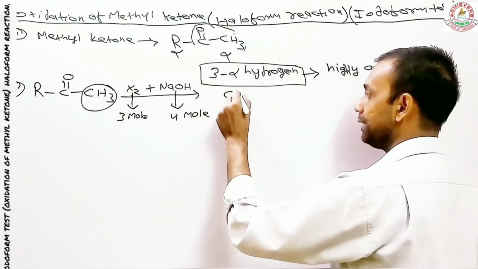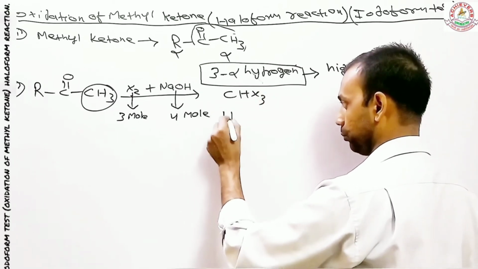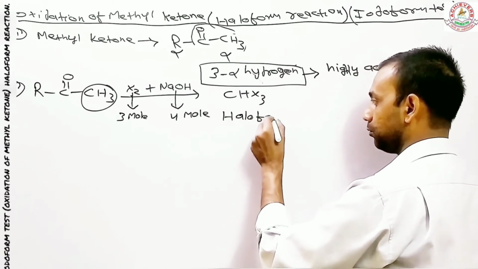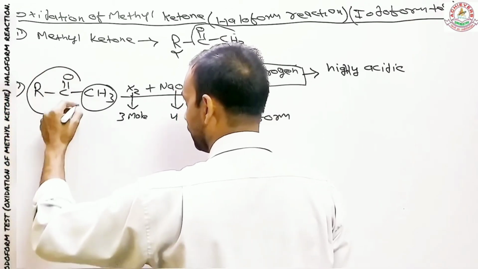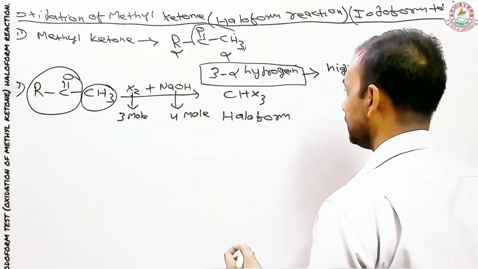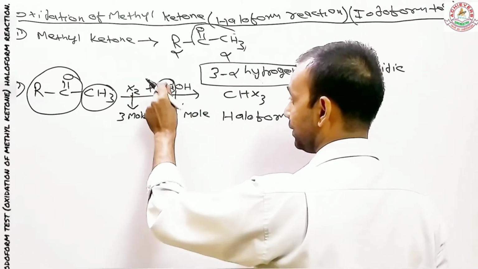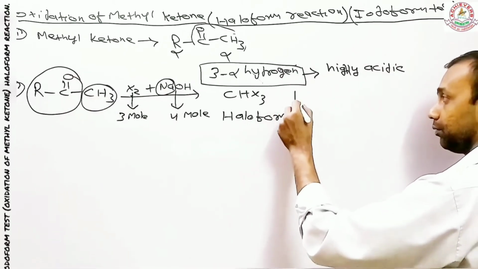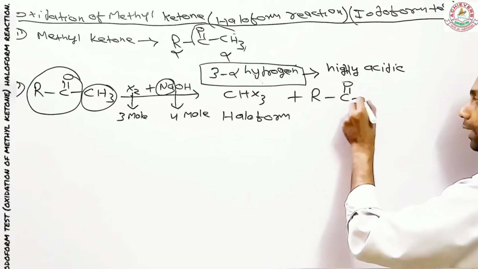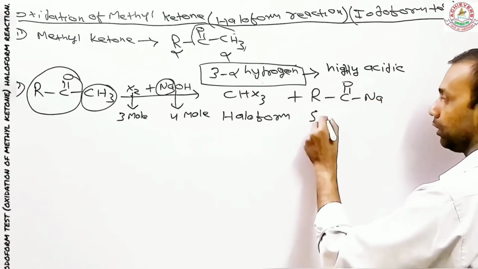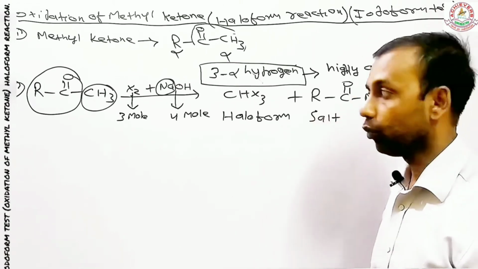So this becomes CHX3. This becomes CHX3, and now this is called haloform, right? And this other part has a carbonyl. This reacts with the sodium. So this sodium reacts with the remaining part, and it forms a salt, RCOONa. So this is a salt here. This is the overall reaction.